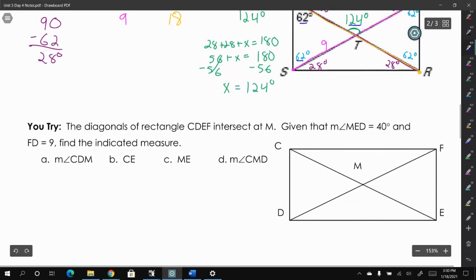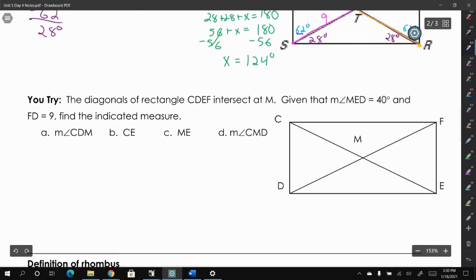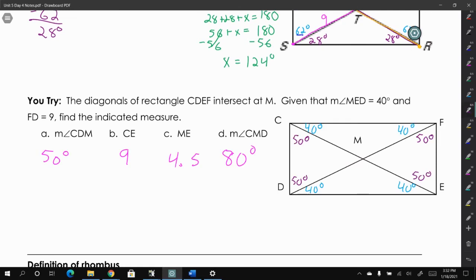So what I want you guys to do is try this one down here. Pause the video, and once you are done, unpause it and we'll check our answers. All right, so here are the answers. The tricky one may have been C, ME, but if we know that CE was 9, ME is just half of that. So that's how you get 4.5.